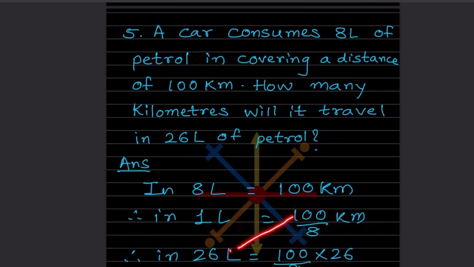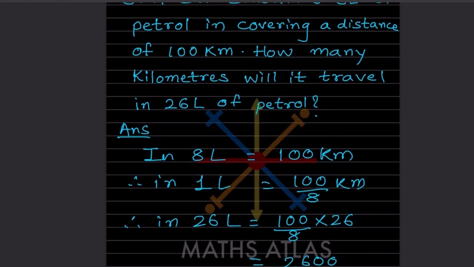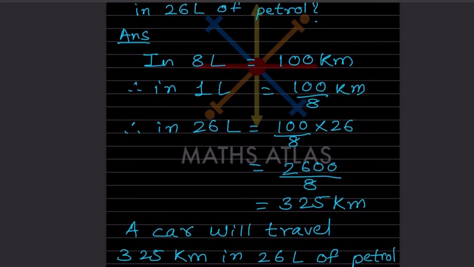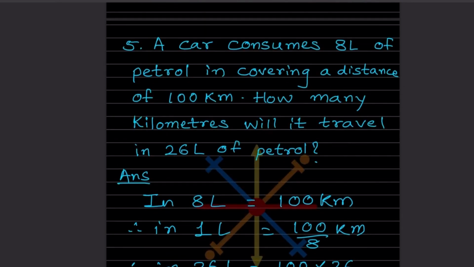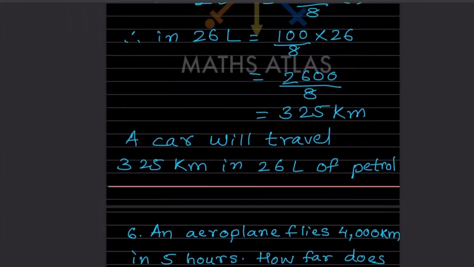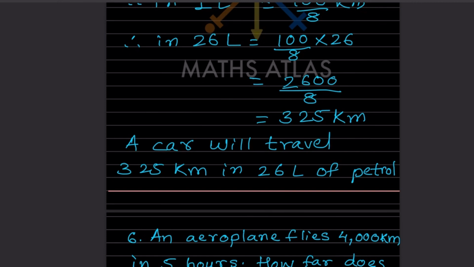So 26 liters, how much? So what will you do? You will cross multiply. 26 multiplied by 100 by 8, and this one goes in the denominator. So you can do it 2 ways for this. Either cut it over here, or you are going to just multiply this one. So this is going to be 2600 divided by 8, and when you divide this, you get 325 kilometers. So what did they ask here? How many kilometers will it travel in 26 liters? So a car will travel 325 kilometers in 26 liters of petrol.